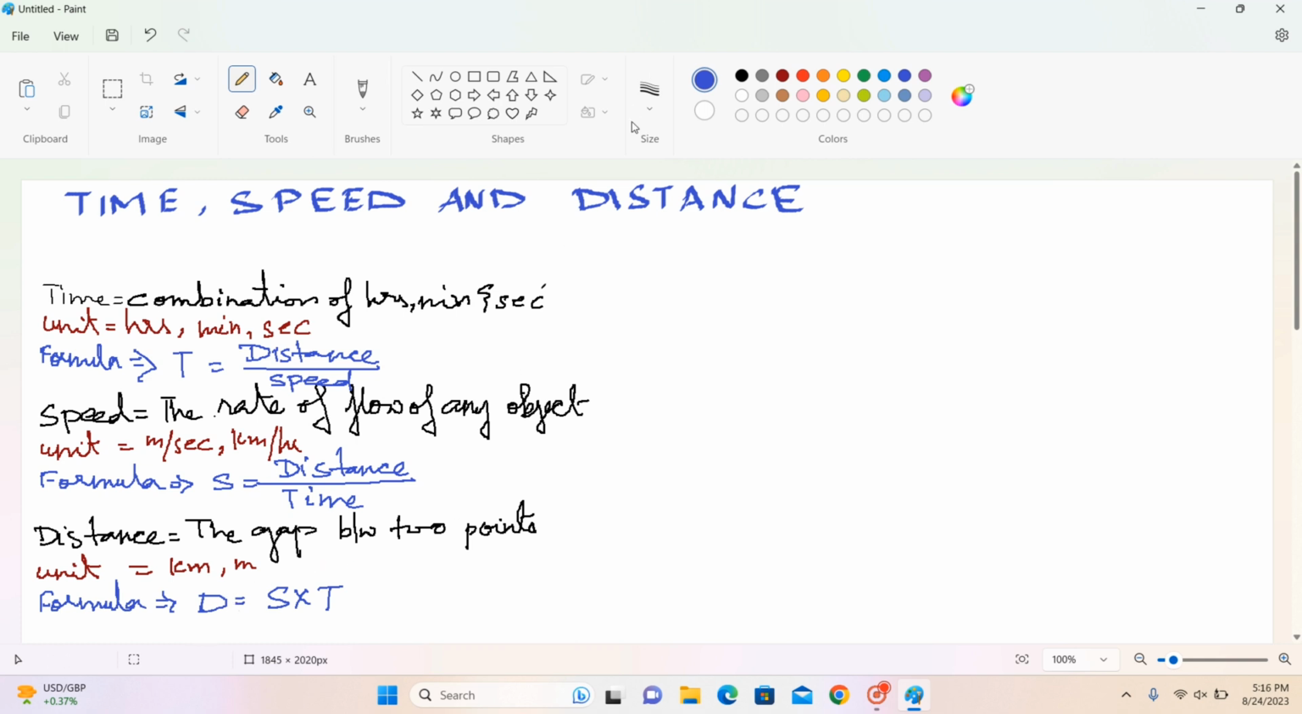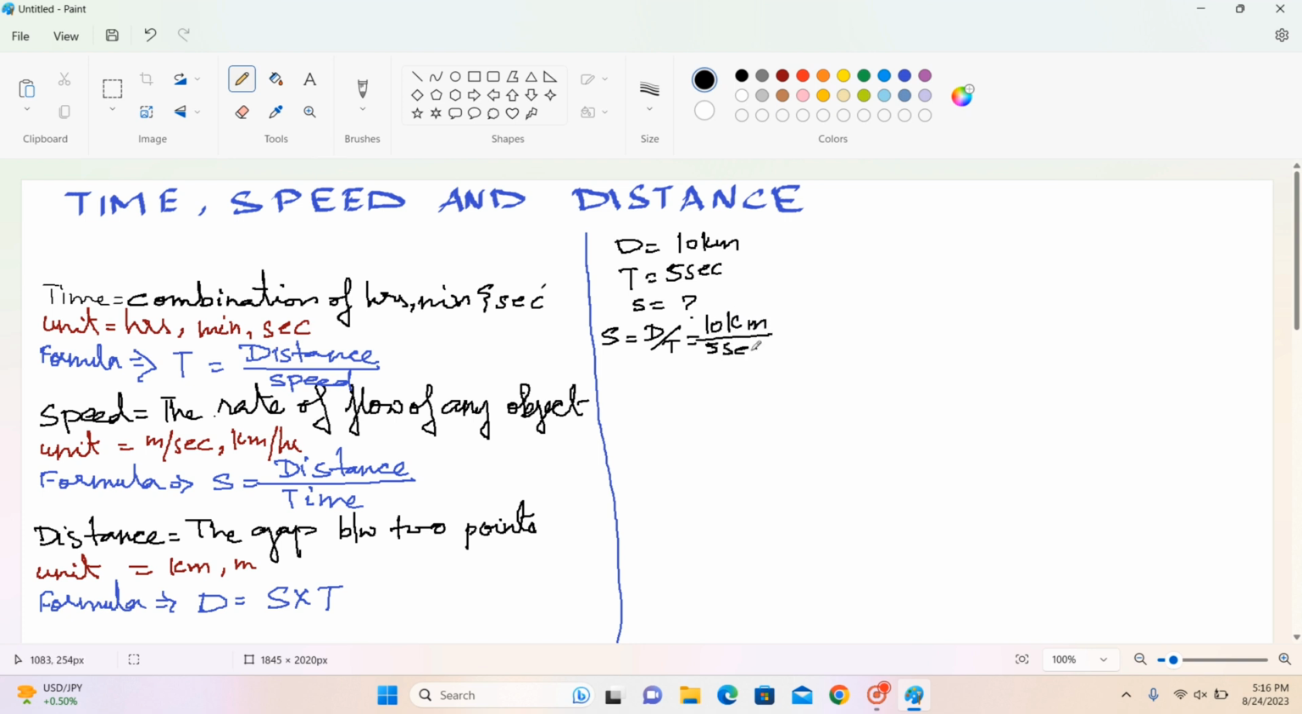Next, imagine that I am giving you distance as 10 kilometer and time as 5 seconds and asking you what will be the speed. So how can we find the speed? Speed is equal to distance by time. So it will be 10 kilometer by 5 seconds. After cancelling you will get 2 kilometer per second.